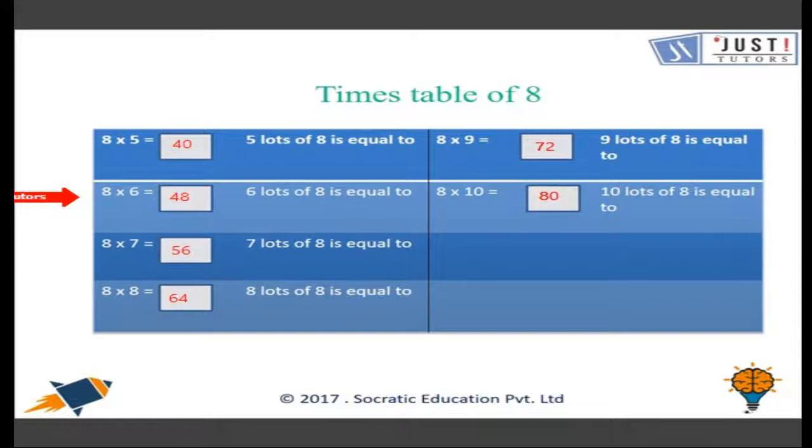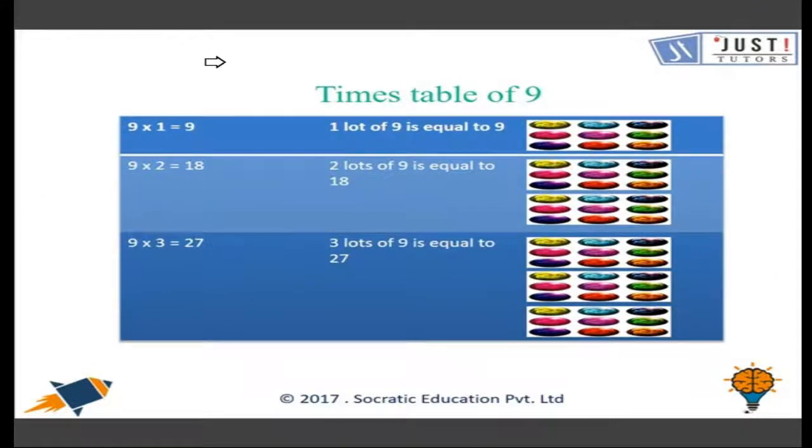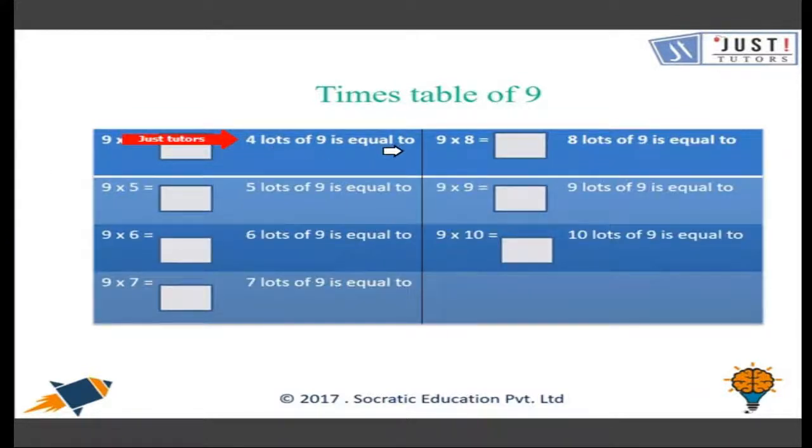Now let's move ahead and try the times table of 9 this time. 9 times 1, or 1 lot of 9, is equal to 9. Then 2 lots of 9 will be equal to 9 add 9, which is 18. 3 lots of 9: 9 add 9 is 18, 18 add 9 is 27. So 9 times 3 is 27. Then 4 lots of 9: 9 add 9 is 18, 18 add 9 is 27, 27 add 9 is 36. So 9 times 4 is 36.